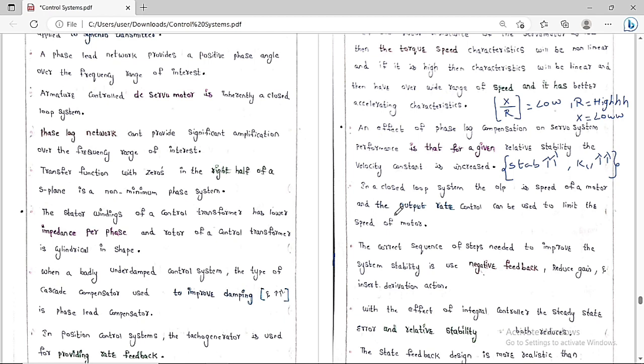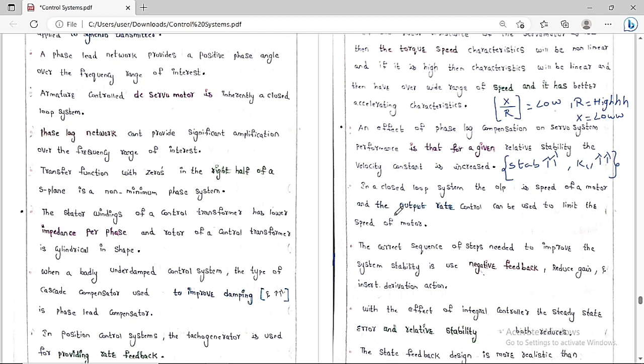With the help of this output rate feedback control, we are going to control the speed of the motor, because here the input is basically a tachogenerator: the input is a mechanical rotation and the output we get is a DC voltage. So with the help of this we are going to control the speed of the motor.